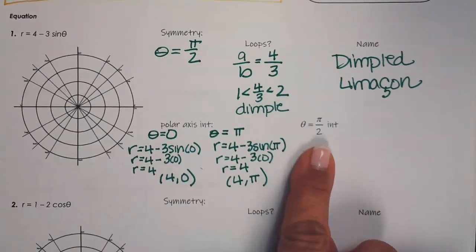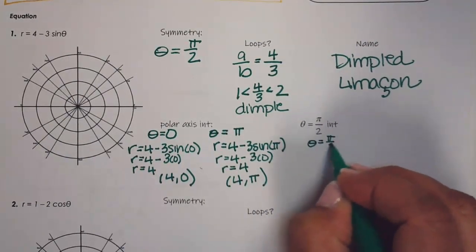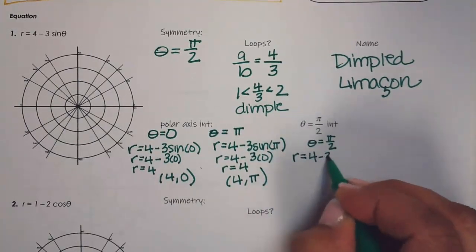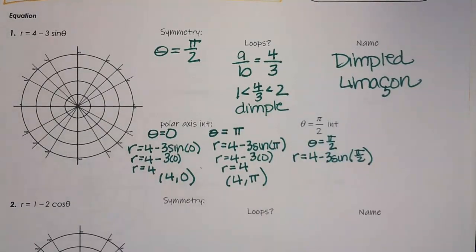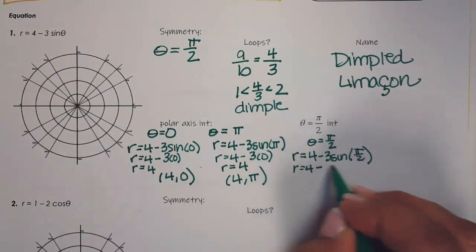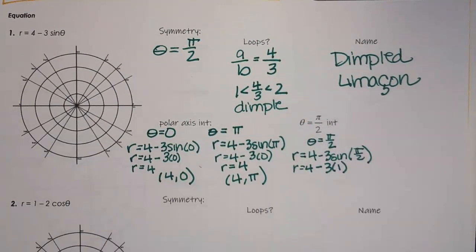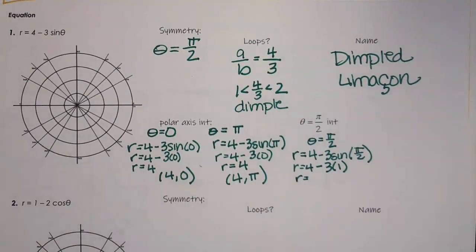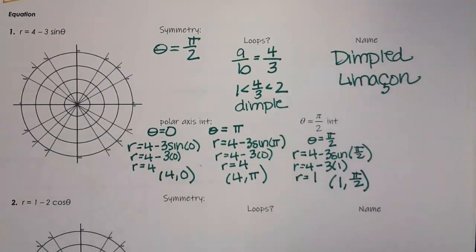Now let's look at our theta equals pi over 2 intercepts. Let's see what happens when theta equals pi over 2. We're going to take r equals 4 minus 3 times the sine of pi over 2. And what is the sine of pi over 2? 1, okay? So then 4 minus 3 times 1 gives us an r value of 1. So we're going to have a point at 1, pi over 2.